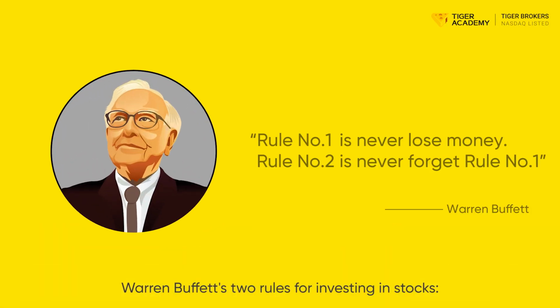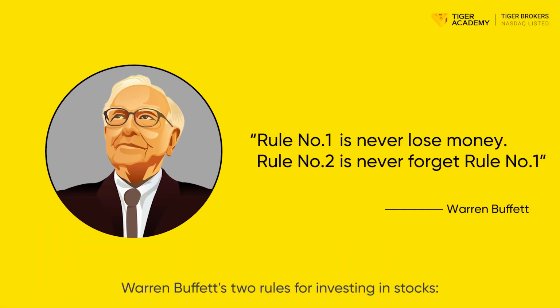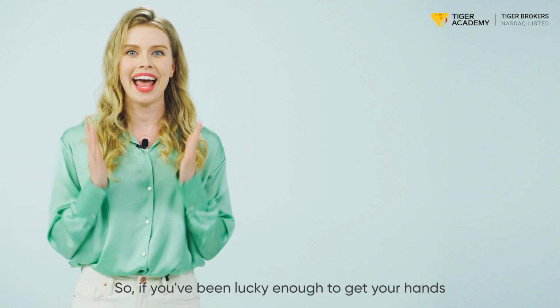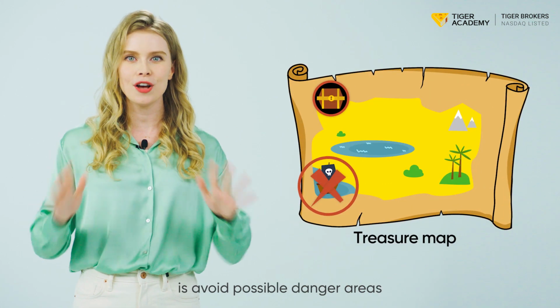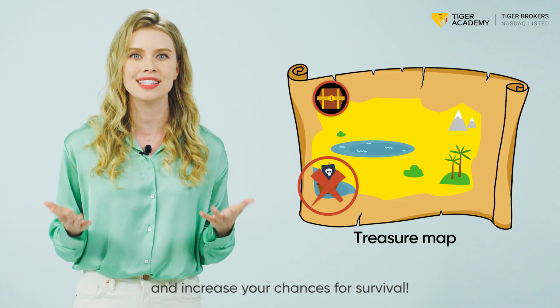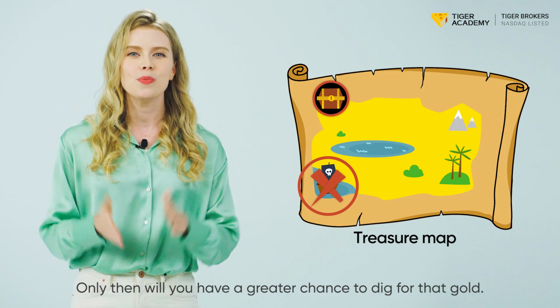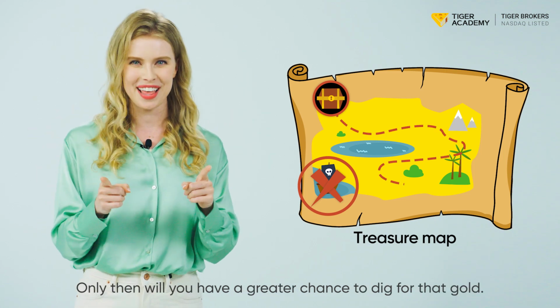Just remember Warren Buffett's 2 rules for investing in stocks. So if you've been lucky enough to get your hands on an investment treasure map, the first thing you need to do is avoid possible danger areas and increase your chances for survival. Only then will you have a greater chance to dig for that gold.